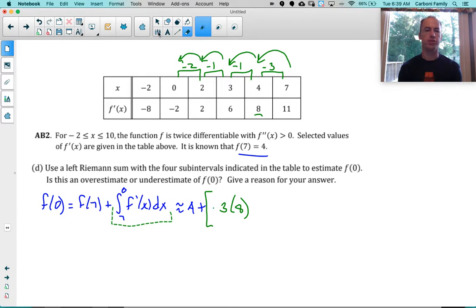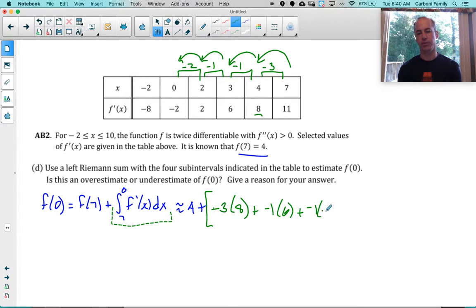That negative looks stupid. And then I will add to that a change in x of -1 and a height of 6. Add to that a change in x of -1 and a height of 2. Add to that a change in x of -2. Oh, why did I do that? Or was it -1, height of 2? Is that right? Yeah. And then a change in x of -2 and a height of -2.